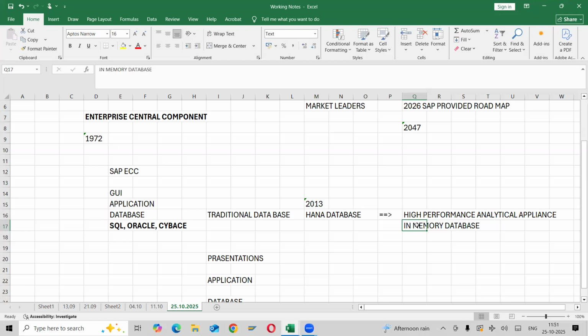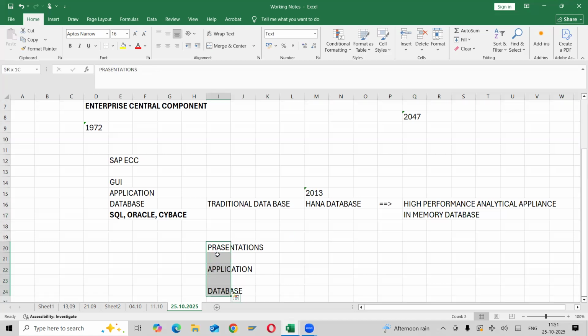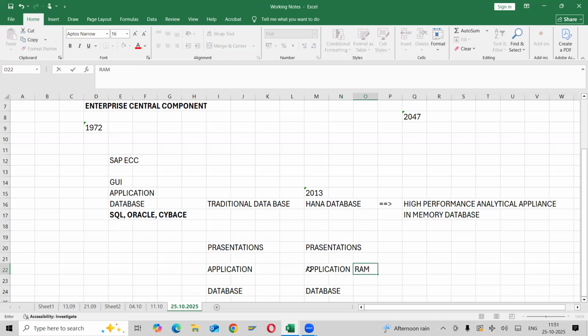Why do we call it an in-memory database? How does it work differently from a traditional database? Here also we have three layers: the database layer, the application layer, and the presentation layer. But here the majority of the data will be at the application layer, that is, at your RAM, random access memory level. The application layer is nothing but your RAM. In your mobile phone also you have applications, which are based on your RAM. So about 90% of the data will be available at the RAM level, in the application layer.